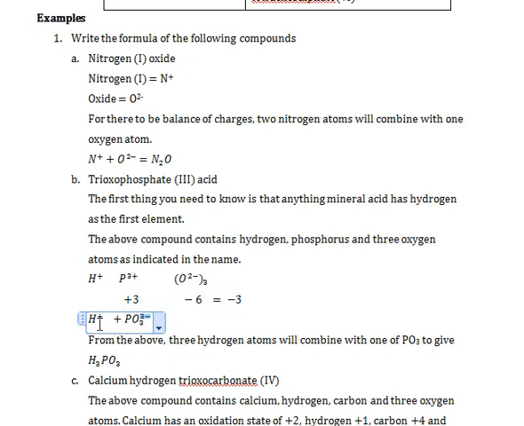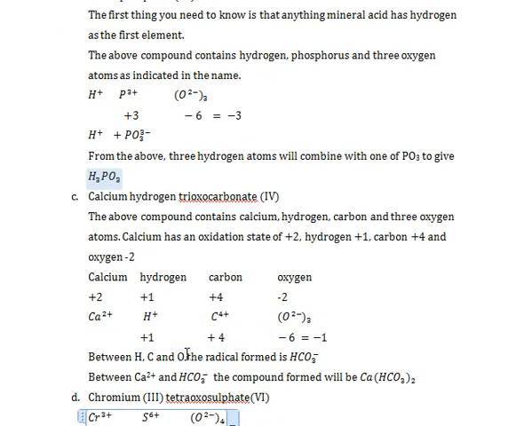Now combining it with H plus, just like we explained earlier, there has to be balance of charges for us to form a neutral compound. Now H plus and you're having PO3 3 minus, the charges must be the same. So there has to be 3 positive charges to cancel out the 3 negative charges. Hence we are bringing in 3 of the hydrogen atoms to cancel out the 3 negative charges here, and that is giving us H3PO3.